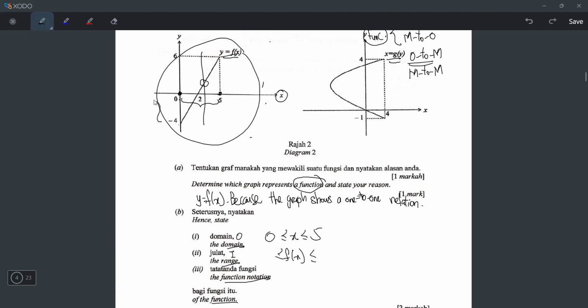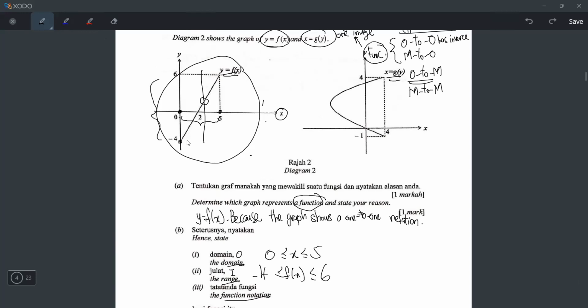So paling bawah is -4, paling atas is +6. So always put the smaller number here and the big number here. So that is the range of image lah. Okay, and then 0 until 5 is the range of object. And then they say state the function notation. So if they want you to state the function notation, means they want you to write the relation between object and the image. Let me explain.